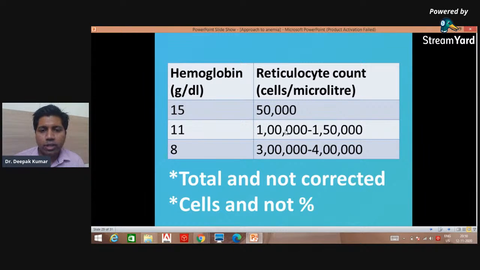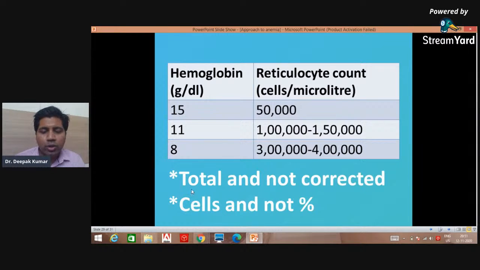Here, if you look, the reticulocyte count percentage would have increased maybe to 3 or 5% or 7% like that, right? When it increases, that is called the normal reticulocyte count for this anemic person, which would be 3%, 5% or 7%. Okay, so for a patient with hemoglobin of 11, the reticulocyte count would be 1 lakh to 1.5 lakh cells per microliter. For a patient with hemoglobin of 8 or less, the reticulocyte count would be close to 3 to 4 lakh cells per microliter.